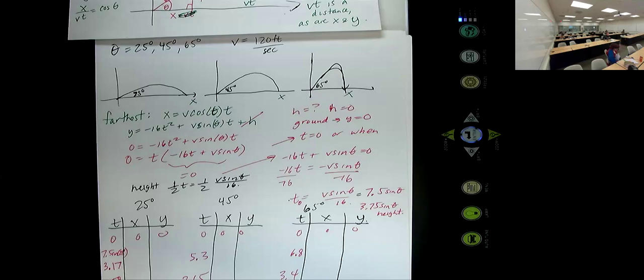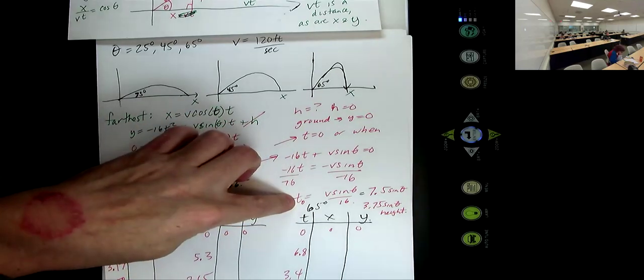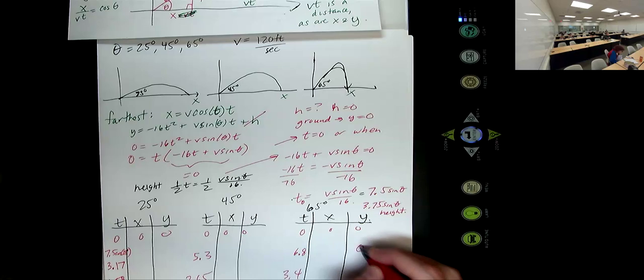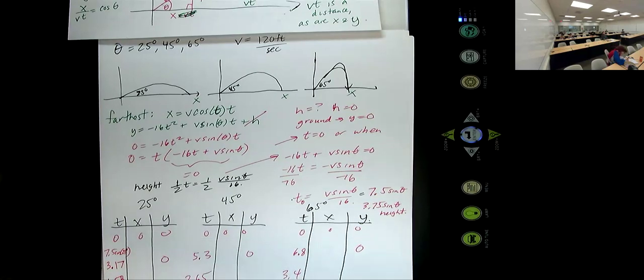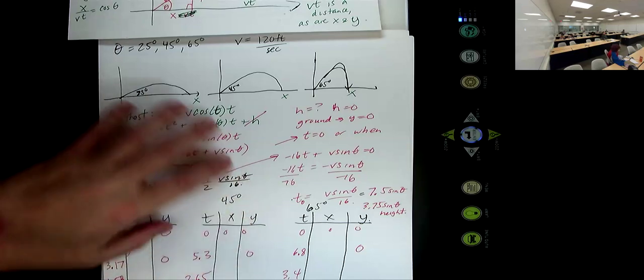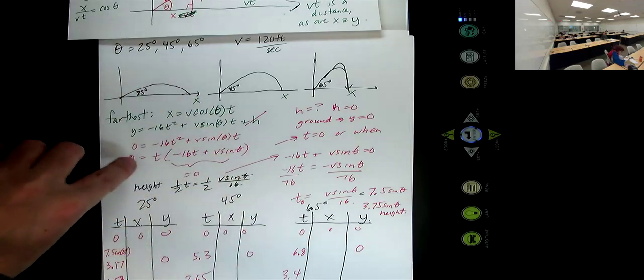T0 is when it's hitting the ground. So this should be a 0 on each of these, because that's the time when it's hitting the ground. Apparently, if we plug that in, we solve for this. We can plug it in and check it out.